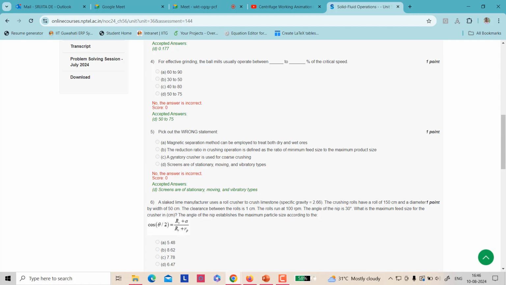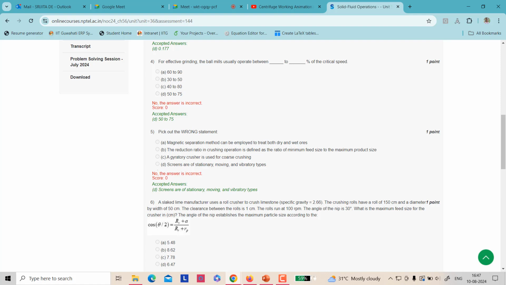What was your answer? Mine is B, ma'am, because reduction ratio is normally feed size to product size. I think so, yes, ma'am. But they gave D option, and it's correct only, no, ma'am? D option: screens are stationary, moving, and vibratory.